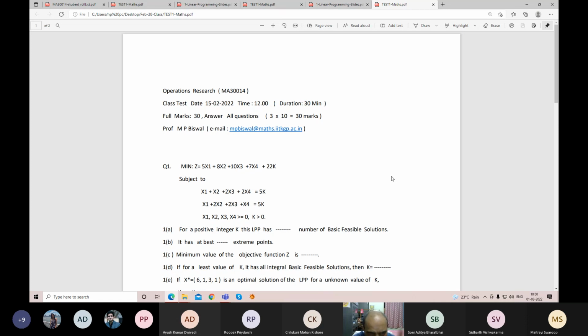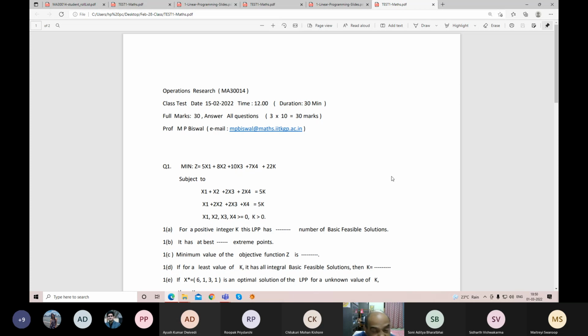Now, if you are giving some answer, I will ask you some question: how have you got it? You have to explain. Get ready for that. Now you say that after setting this to 0, you are getting the same equations. So according to the theorem, it cannot be a method to find the basic feasible solution.